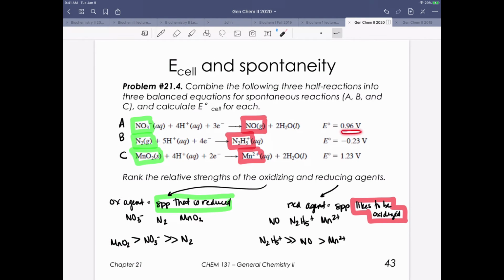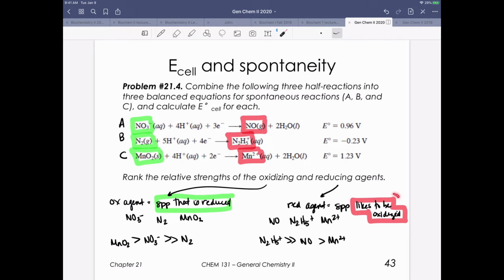Then the next one in the ranking is this first reaction. So NO3 is going to be the next guy in terms of liking to gain electrons. And this last guy really doesn't like to gain electrons. We've got a standard reduction potential that's negative. So in terms of ranking these 3, here's the order that we'd put them in. Most likes to gain electrons, still likes to gain electrons, doesn't want to gain electrons at all.